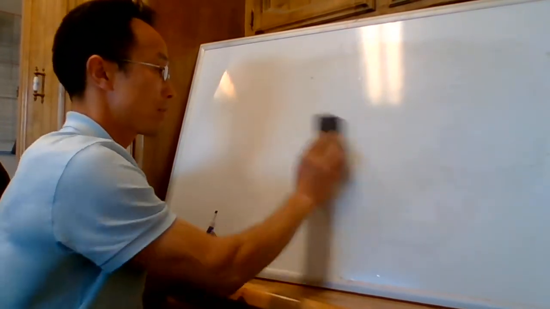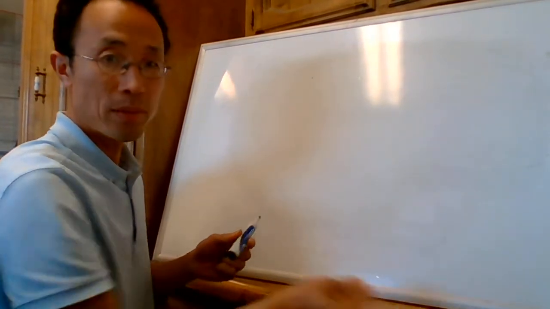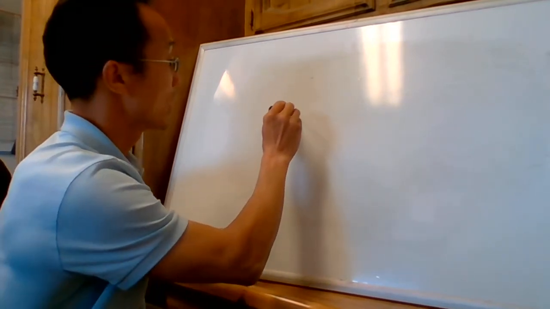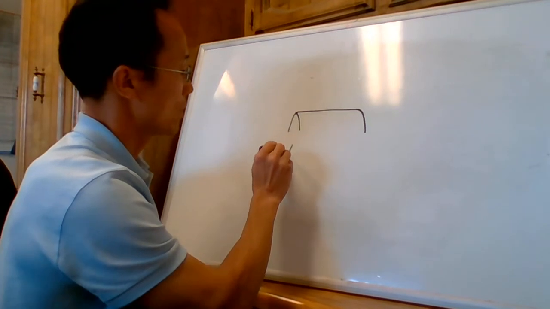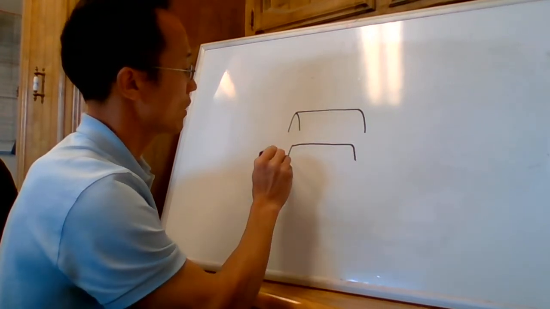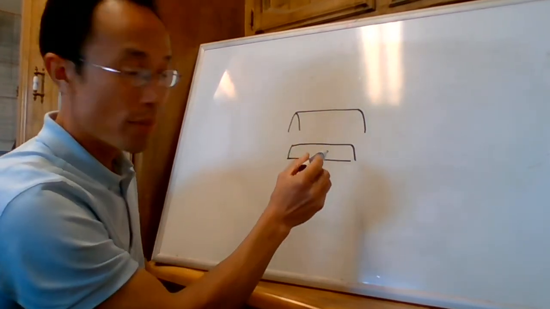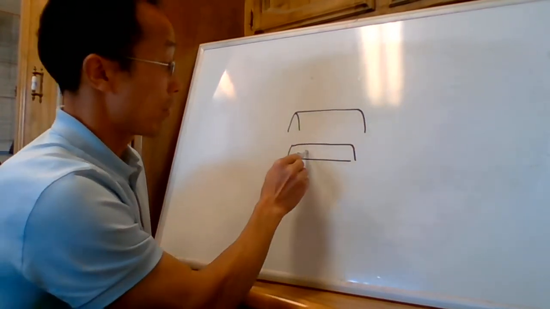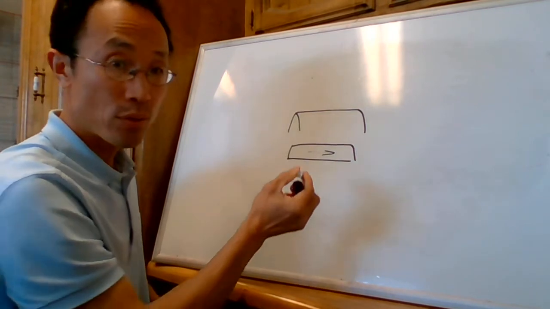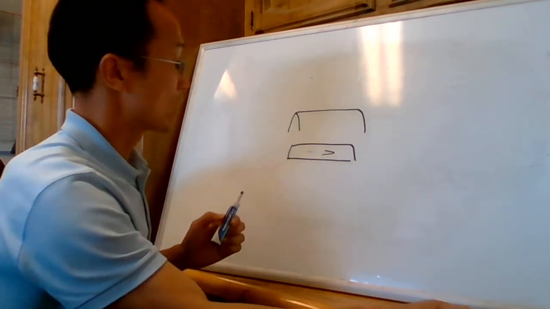With length contraction come different paradoxes. The famous paradox is the tunnel and the train. So we have a train going through a tunnel. The train and tunnel both are about the same length. When the train is traveling really fast, actually the train shrinks. The train is shorter than the tunnel.